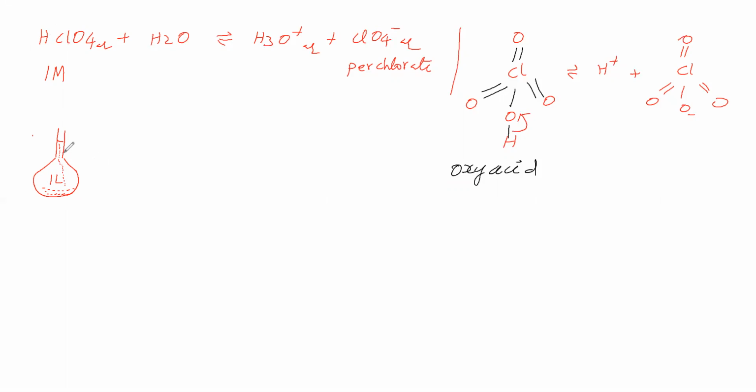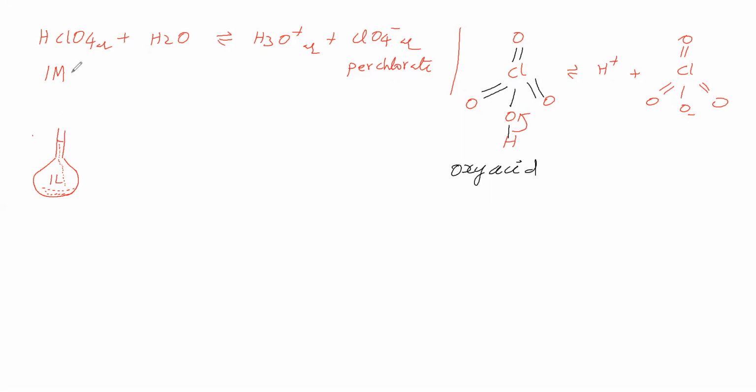At the surface of the solution you see a meniscus. The lower meniscus should coincide with this mark. Then this is called a 1 liter solution. Then close this standard flask with a cork and shake very well. You will get a 1 molar aqueous solution of perchloric acid.